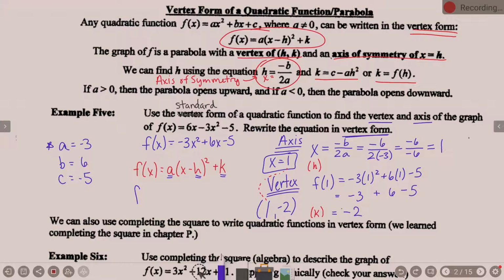So write our final answer. F of x equals a, which is -3, x minus what? 1, our axis of symmetry, quantity squared, plus k, I'm going to put -2. Or if you prefer, plus -2, but yeah.